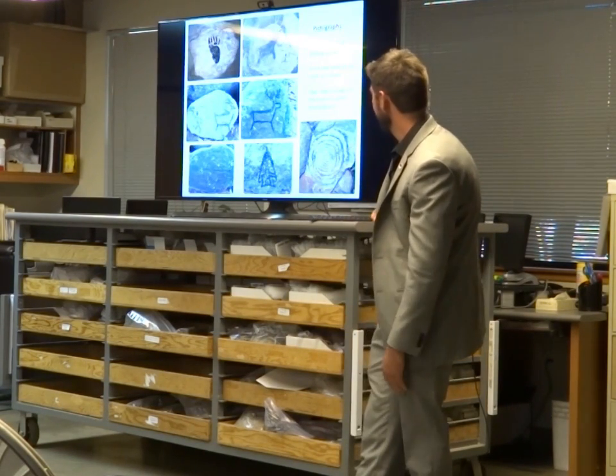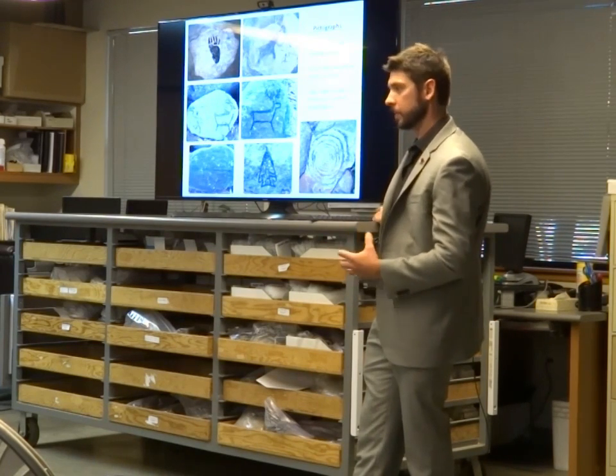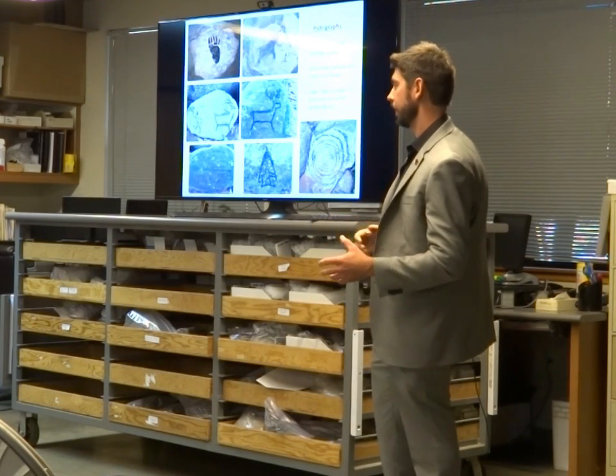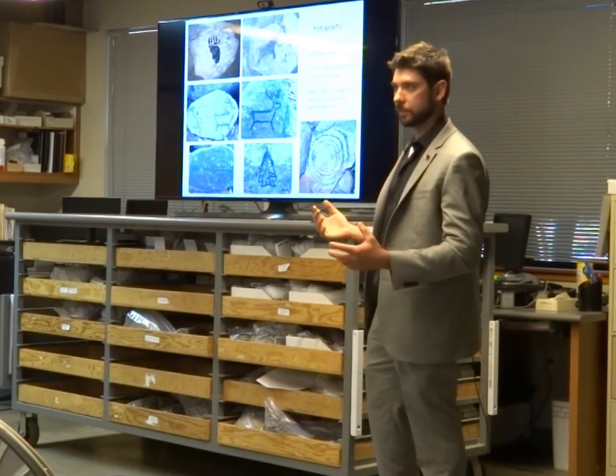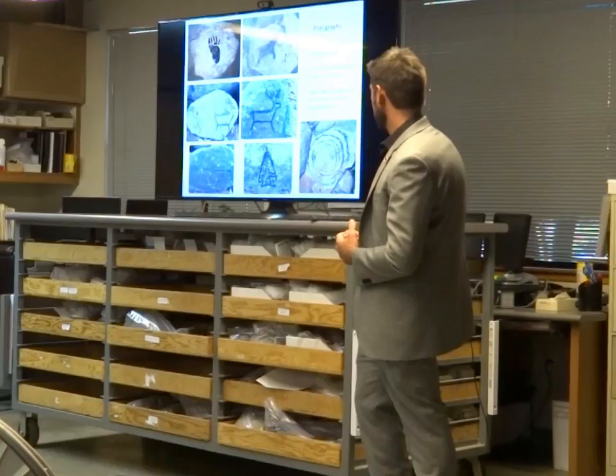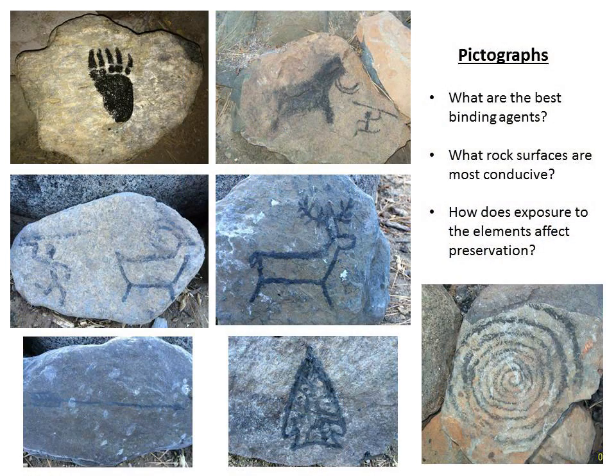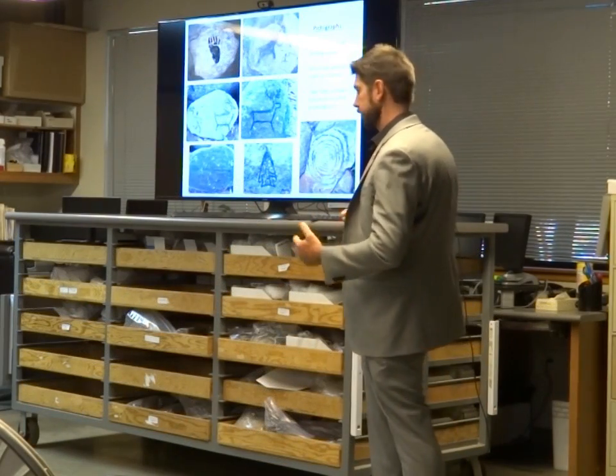Some pictographs that I made, trying to think about what are the best binding agents. I've played around with saliva, pine pitch, and animal fat, and not surprisingly, animal fat works the best. The best rock surfaces are going to be smooth, not pitted, and how does exposure affect them with the elements? A lot of these wash away very quickly, and pictographs could have been much more prevalent in the past, and just based on preservation, we're not seeing them now. That's why we often find them in caves and rock shelters, protected alcoves.